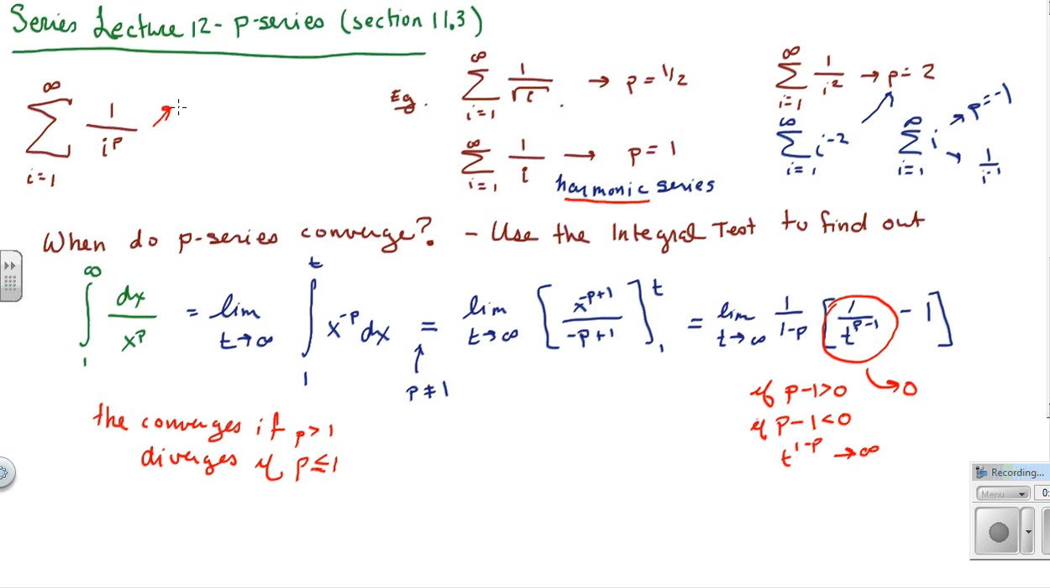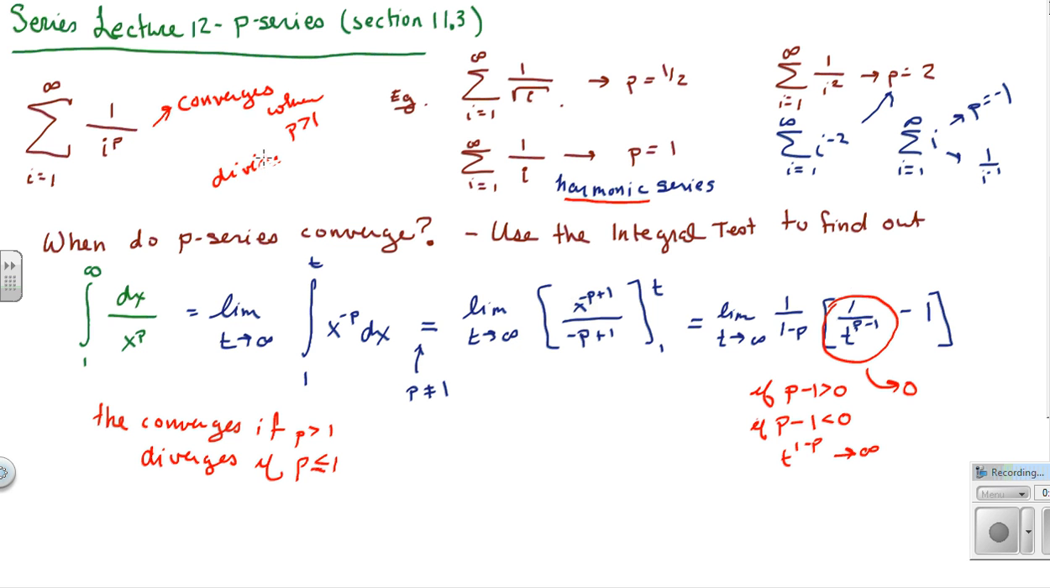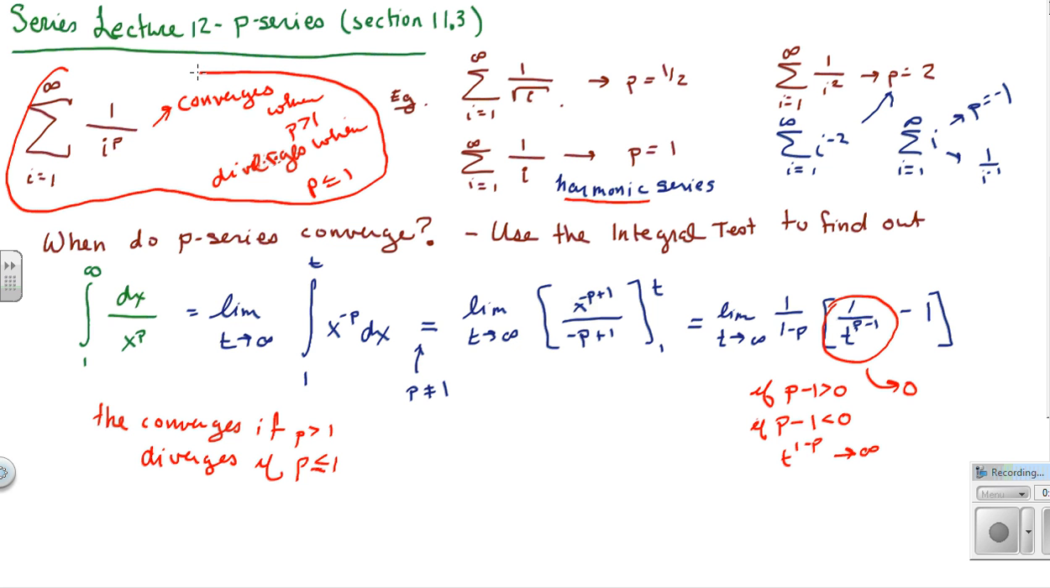So it converges when p is bigger than 1 and diverges when p is less than or equal to 1. And that is the p-series theorem.